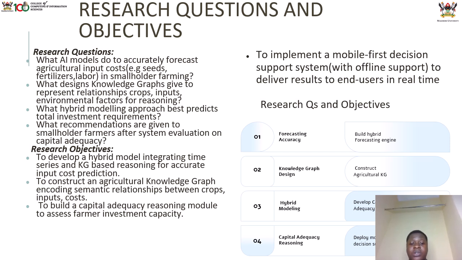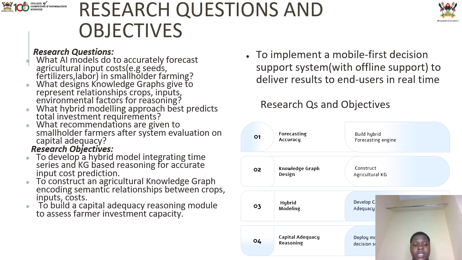Then to construct an agricultural knowledge graph, which encodes semantics between different features of the data. For example, the relationships between crops and their input costs, the relationships between districts, crops, and regions. Then to also build a capital adequacy reasoning module to assess farmer investment capacity. This will help check the farmer's capacity using the projected expenses versus the capital at hand. Then to also implement a mobile first decision support system to deliver results to end users in real time.